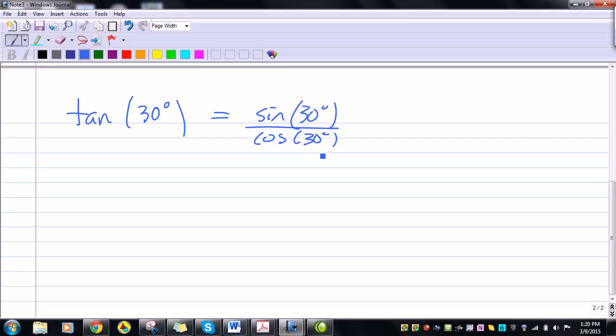Okay, so let's think about how we would evaluate. Let's start with the tangent of, say, 30 degrees. Recall that the tangent of x is, by definition, equal to sine of 30 over cosine of 30. So all I really need to do is find the sine and cosine of 30 degrees, take their ratio, and bada bing, bada boom.